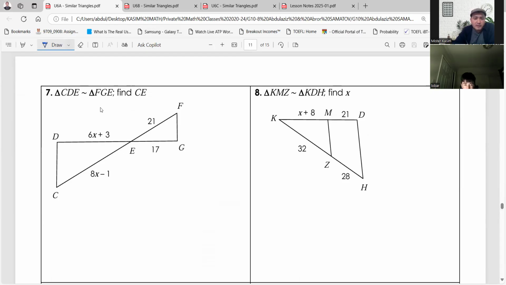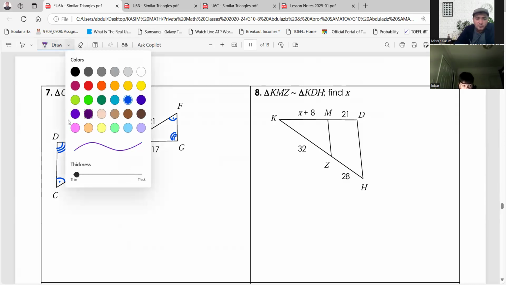So immediately you have to know that angle C is congruent to angle F. So that means this angle is congruent to this angle, and these angles are vertical angles. That's why they are congruent, right? And also this angle D and the third angles must be congruent to this angle. And after that, corresponding sides are proportional.